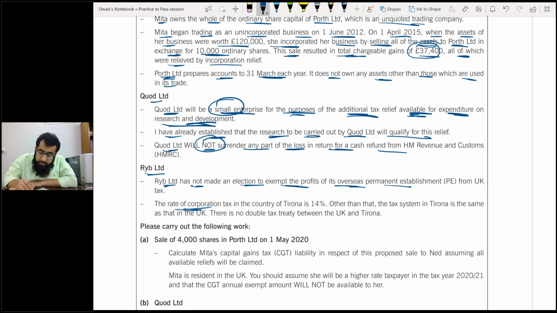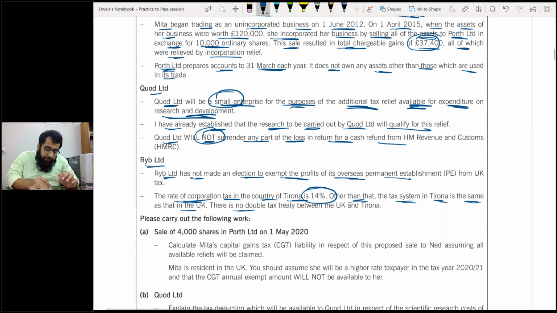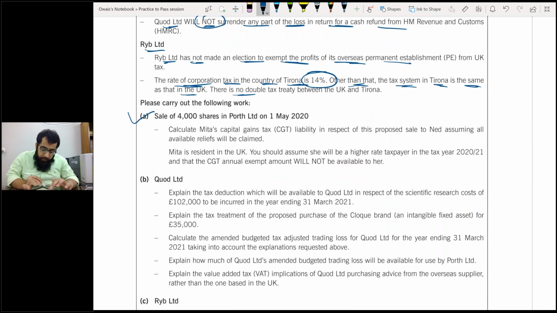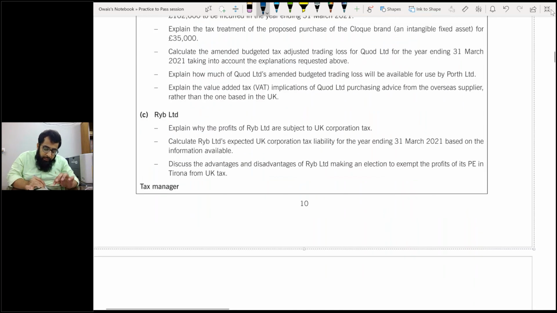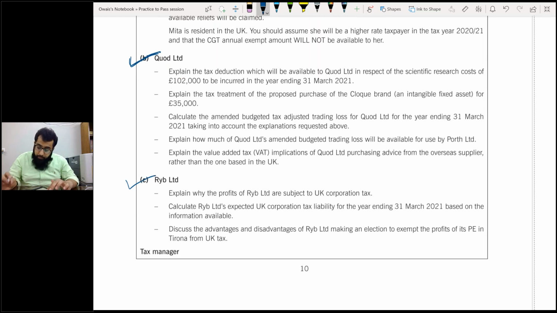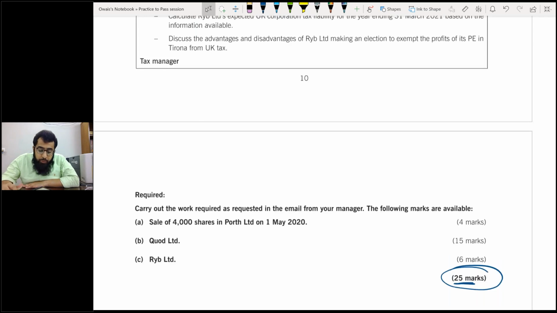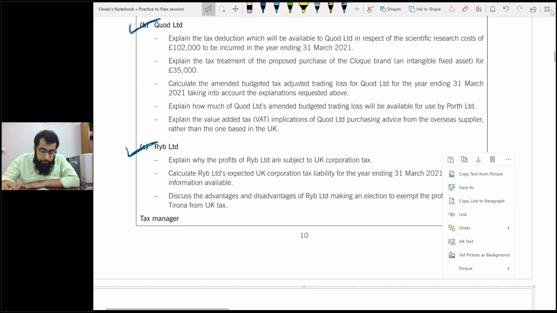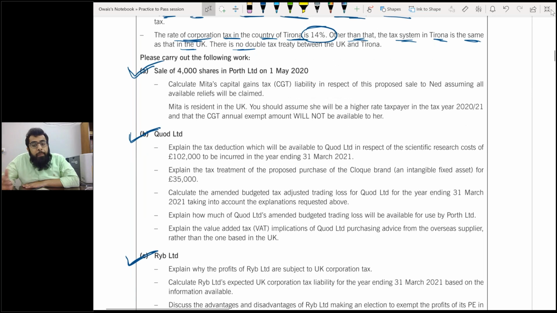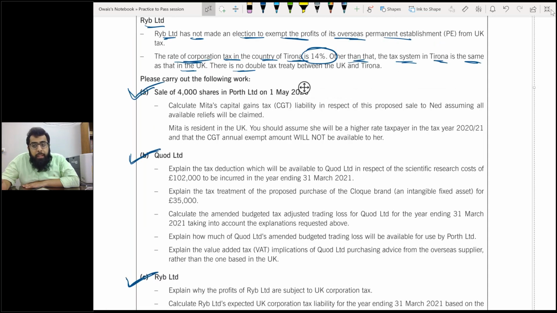The rate of corporation tax in Tirona is 14%. Other than that, the tax system in Tirona is the same as the UK. There is no double tax treaty. Okay, and now we have the requirements: part A, part B and part C. 25 marks requirements. I'm stopping my discussion for today here because we don't have much time and won't be able to solve it today.